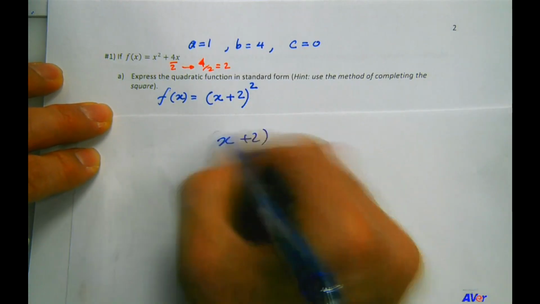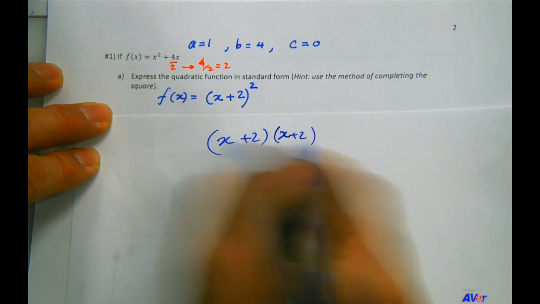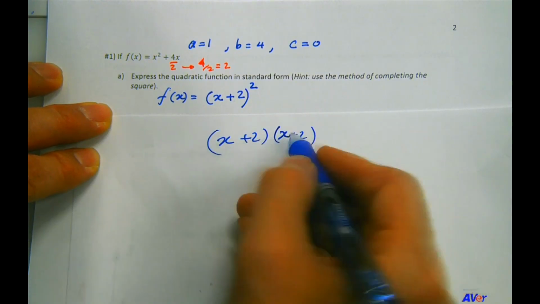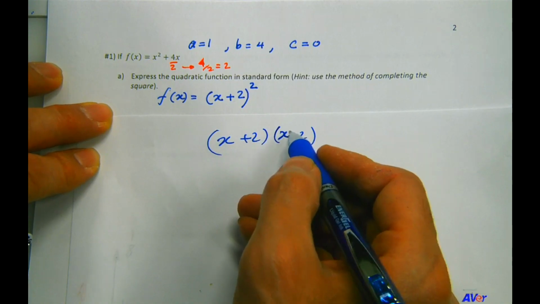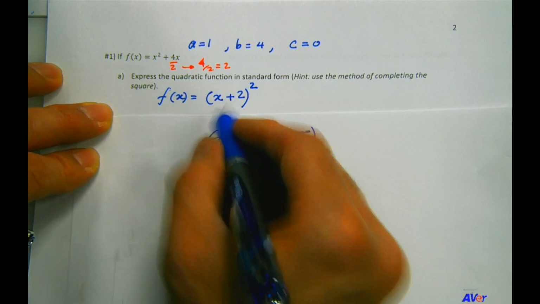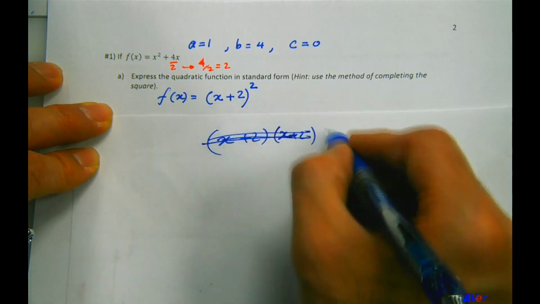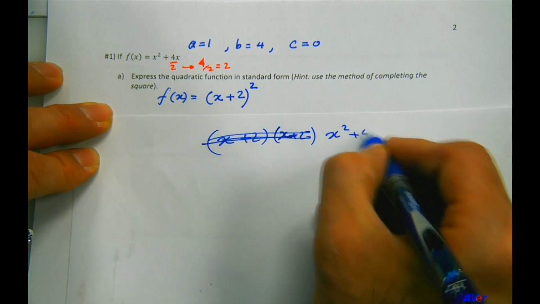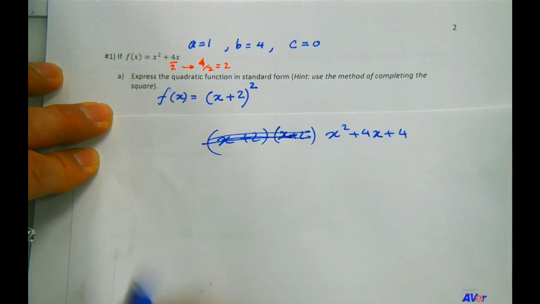You can FOIL it. You can do it like that, and it'll take you a few seconds more, but you'll get the right answer in the end. But I'm going to use the special product formula. So expanding this, we have x squared plus 4x plus 4, right?